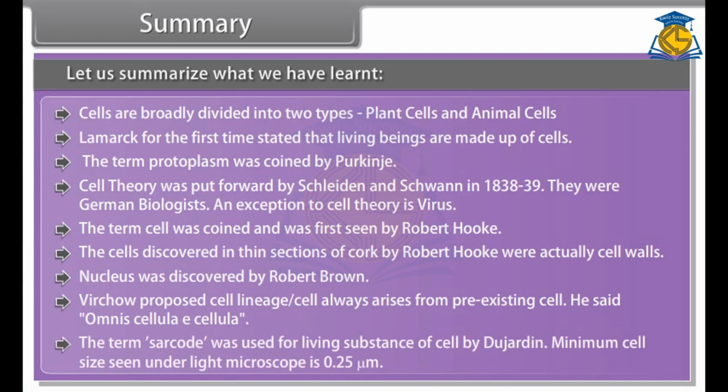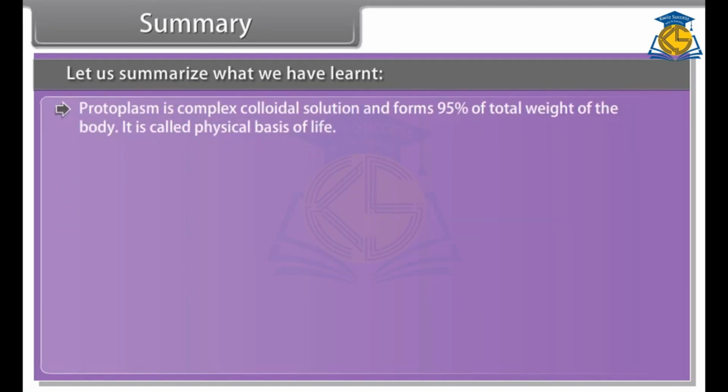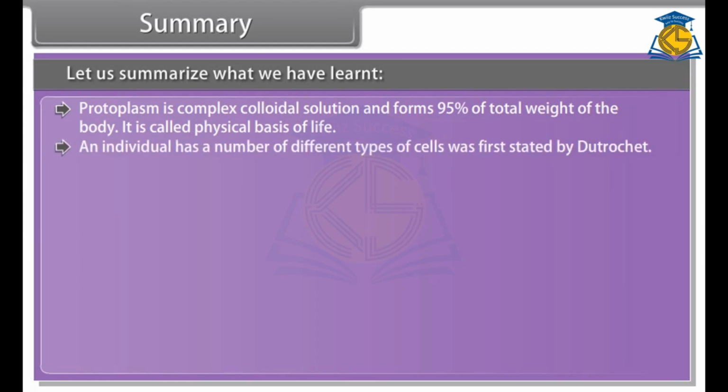The term sarcode was used for the living substance of the cell by Dujardin. Minimum cell size seen under a light microscope is 0.25 micrometer. Protoplasm is a complex colloidal solution and forms 95% of the total weight of the body. It is called the physical basis of life. That an individual has a number of different types of cells was first stated by Dutrochet. The cells vary in their shape, size, and activities or functions.